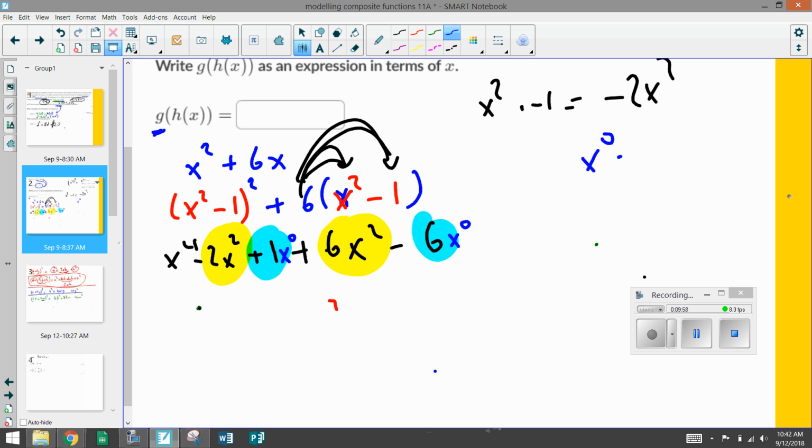What is x to the power of 0? Zero power of anything is 1. That's why 1 times 1 is 1. Negative 6 times 1, negative 6. That is the logic why they are like terms. They are numbers. Then add like terms. There is no like term with x to the power of 4 because there is no fourth power. And add the same color. 6x squared minus 2x squared. Negative 6 plus 1, negative 5x.